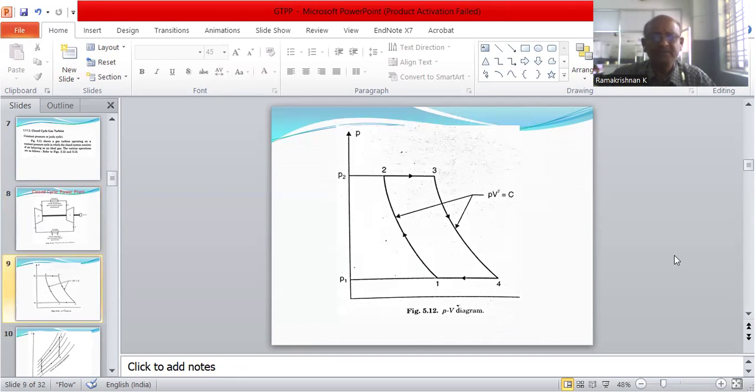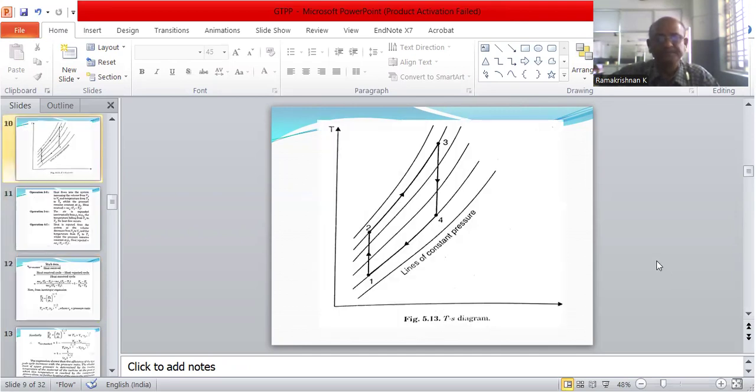Here, the PV diagram: 1 to 2 is the isentropic compression, so the pressure rises from P1 to P2. Then 2 to 3 is the heat addition in the combustor, which occurs at constant pressure P2. Again, 3 to 4 is the expansion process in the turbine, also an isentropic expansion. And 4 to 1 is the heat rejection at constant pressure, at the lower pressure P1.